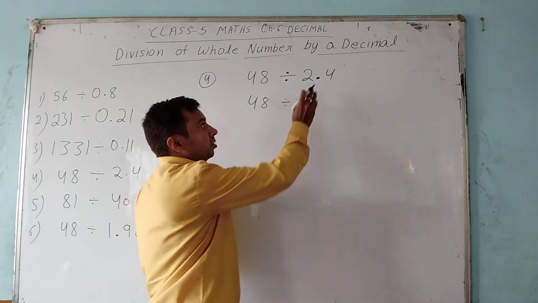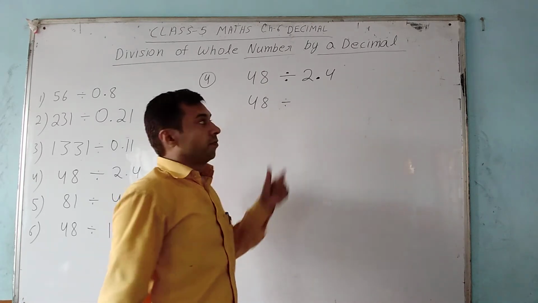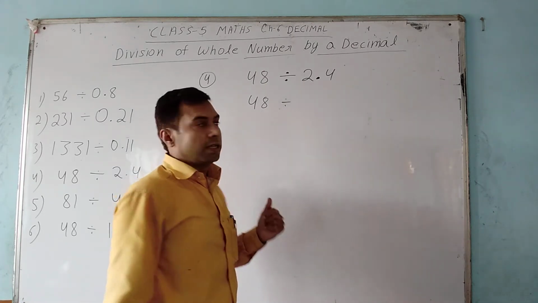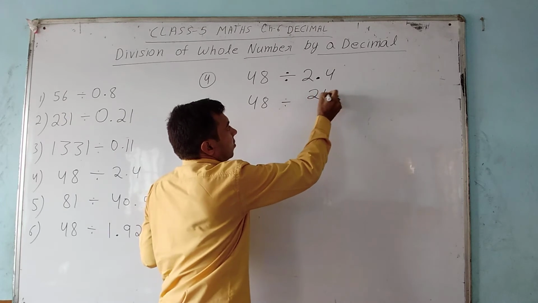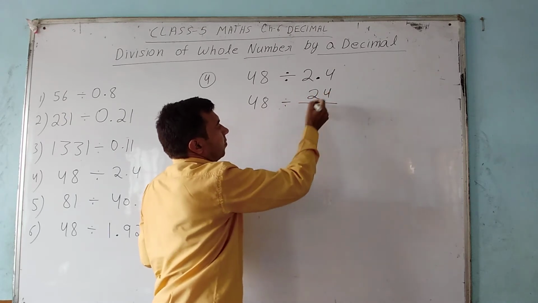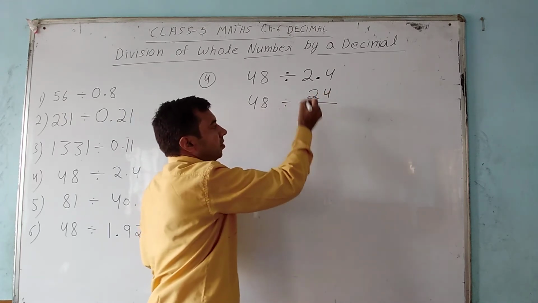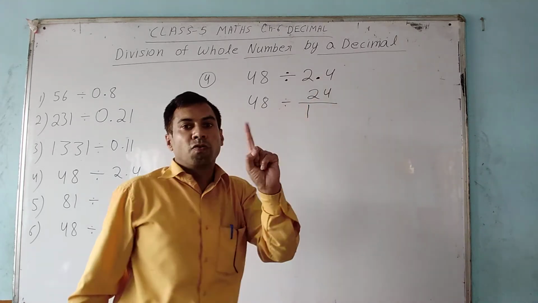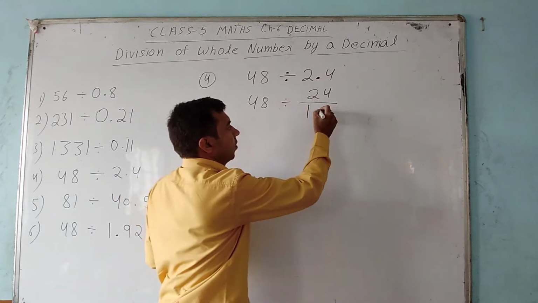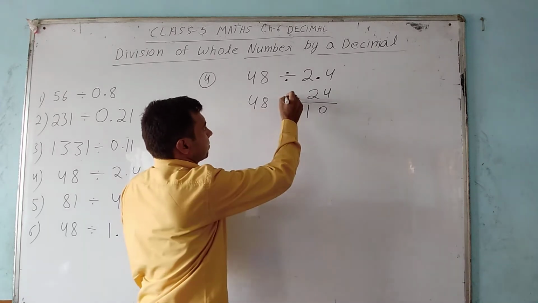How we convert the decimal number into fraction, student? We write the number without decimal in numerator part. So write 24 by, write 1 in denominator, student. How many decimal place? 1 decimal place. So we add 1 0 here.